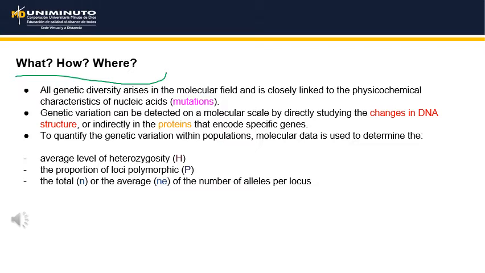To quantify the genetic variation within populations, molecular data is used to determine, first, the average level of heterozygosity; second, the proportion of polymorphic loci; and finally, the total or the average number of alleles per locus.